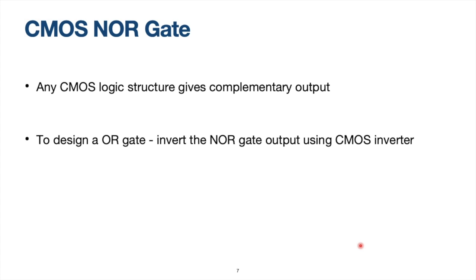So, we very well know that the CMOS logic structure will always give complementary output. Therefore, we can directly implement only NOR gates. So, if we want an OR gate, you have to use a CMOS inverter at the output of the NOR gate, where the inverted output will be equivalent to your OR gate.